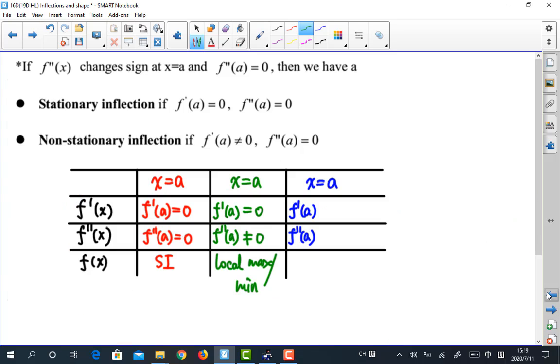So you need to look at the sign of the first derivative. From negative to positive, local minimum. From positive to negative, local maximum. So if x equals a is the non-stationary inflection, the f prime a is not 0. So at x equals a, you should have an oblique, non-horizontal tangent line. But the second derivative at x equals a must be 0. So in this case, x equals a is non-stationary inflection.